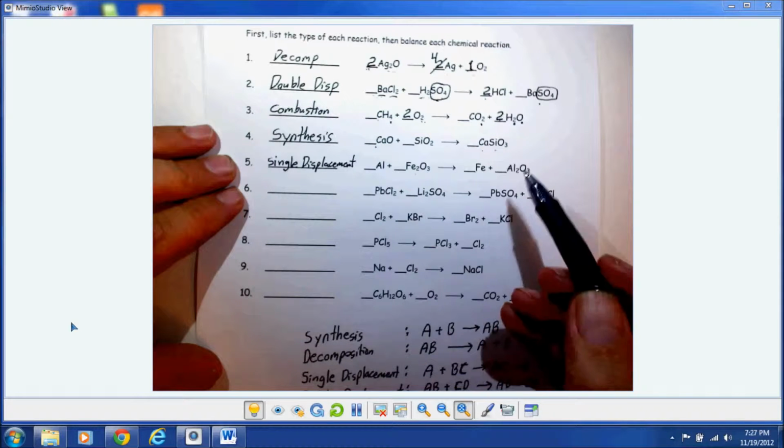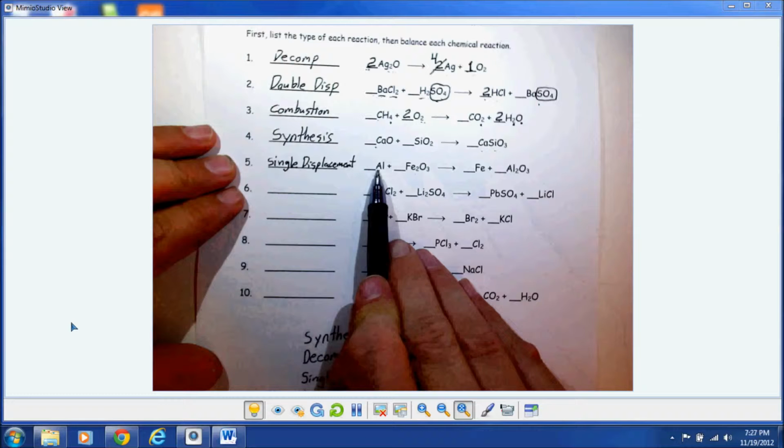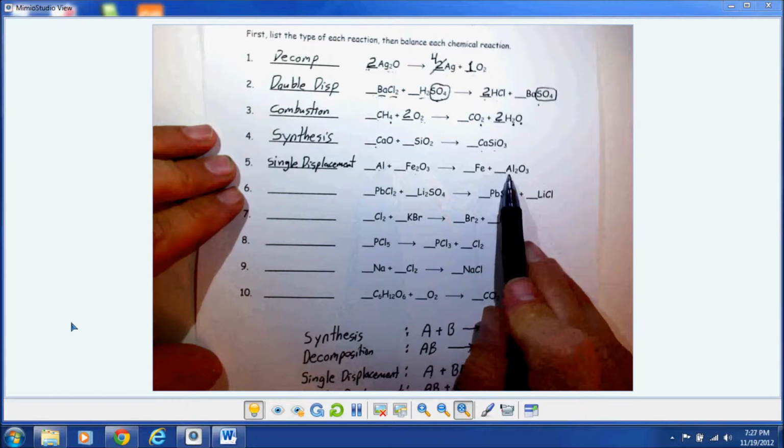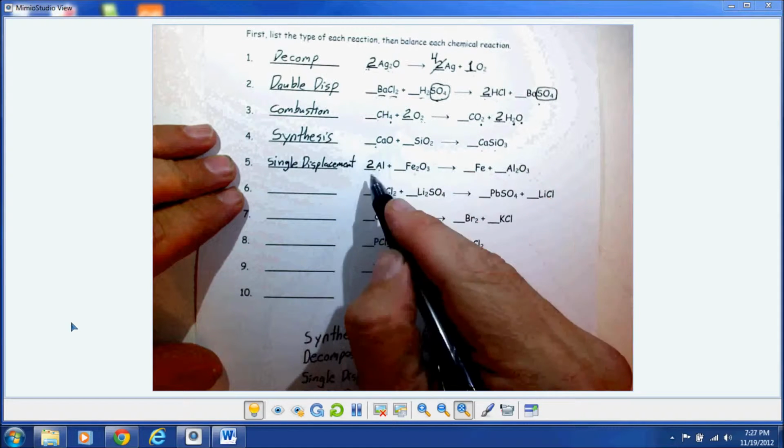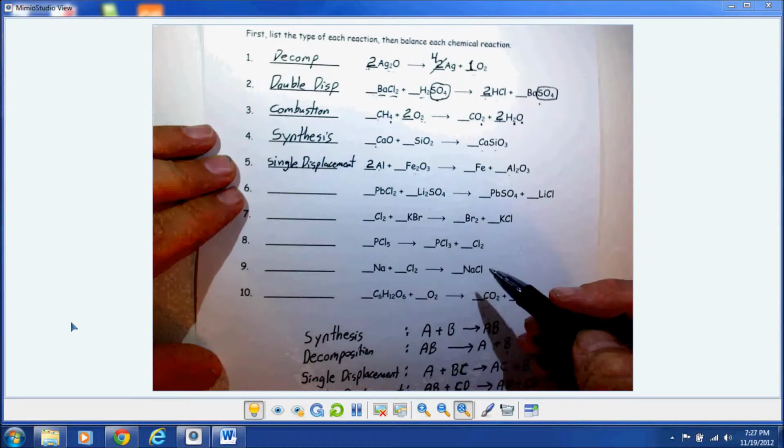Now let's balance it. I have 1 aluminum on this side and 2 on this side. I can fix that by putting a 2 in front of this. Now I have 2 aluminums on each side.